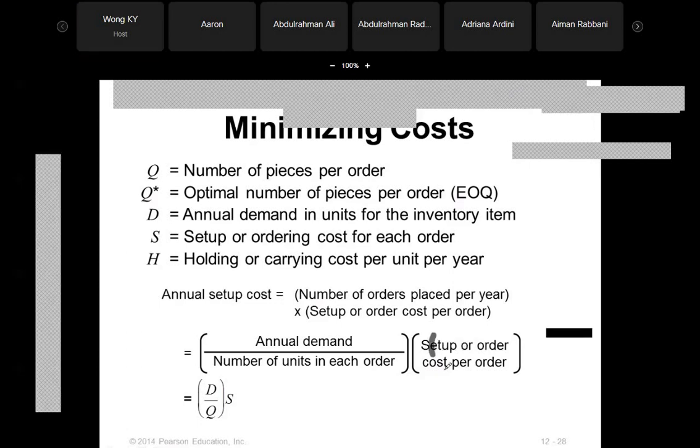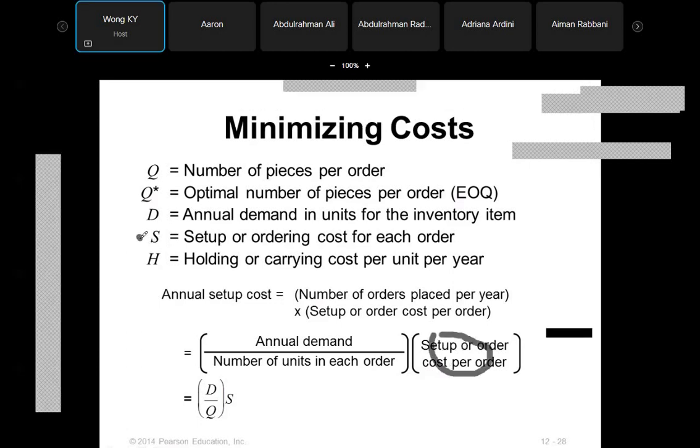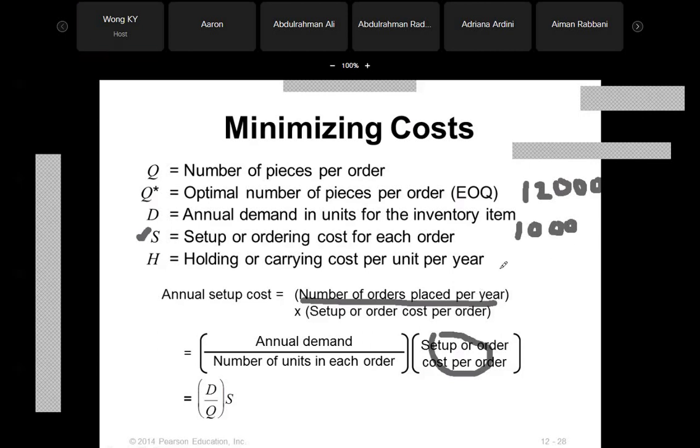So setup cost per order is normally given as S. Okay, the number of orders placed per year is calculated as annual demand divided by the number of units per order. So it's just like what I said just now. Let's say the annual demand for an inventory item is 12,000. The number of units per order means every time how many units we order. Let's say every time we order only 1,000. So if we use 12,000 divided by 1,000, we will get the number of orders that have to be made every year.